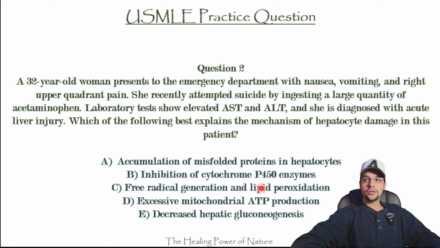Let's go ahead and do another question. I'll give you a few minutes and then we'll come back and review together. So if you chose C, free radical generation and lipid peroxidation, you are correct. Remember, acetaminophen overdose leads to the excessive production of NAPQI, a highly reactive free radical that depletes glutathione and causes lipid peroxidation, leading to hepatocyte necrosis.